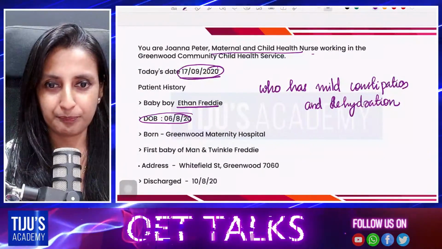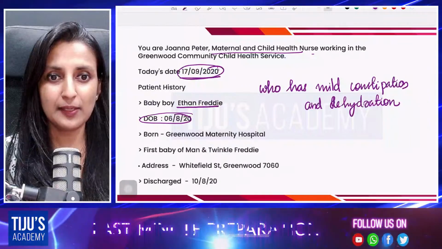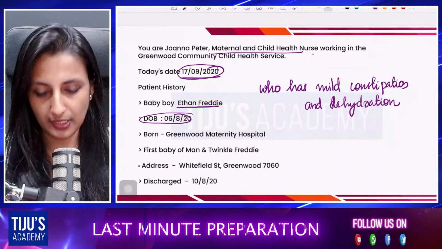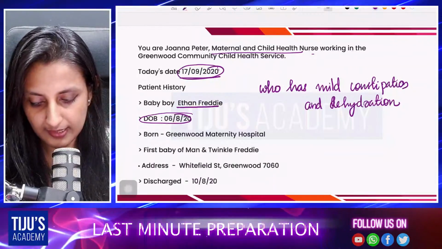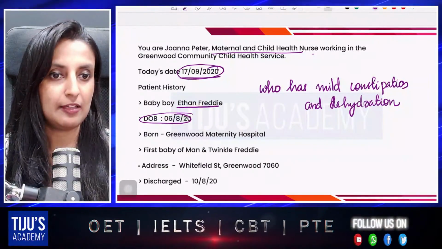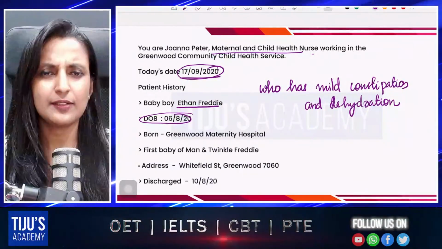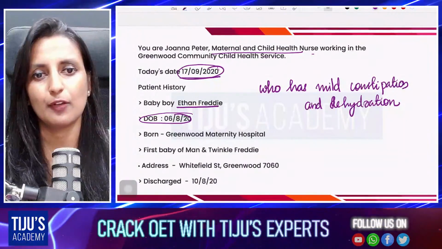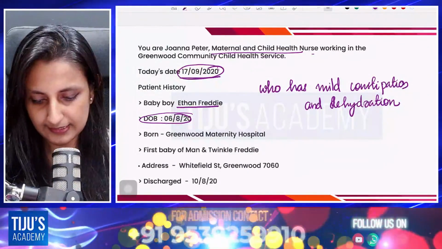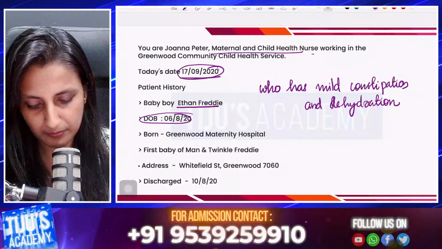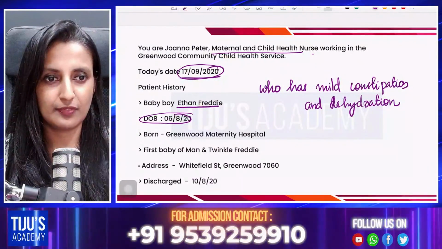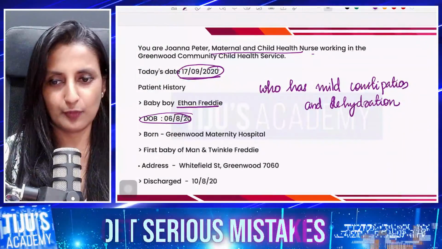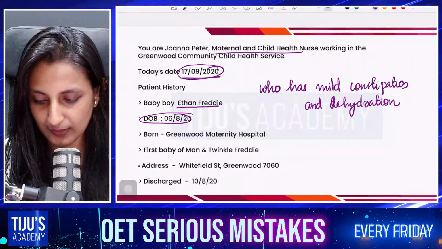Okay, so we were talking about the body paragraph. So let's see the social part first. Here it is mentioned that Ethan is the first child of Twinkle Freddy. So is it relevant for a lactation consultant? Ethan is the first child of Twinkle Freddy, because that's the only social element that we can take from this slide information. Is it relevant?